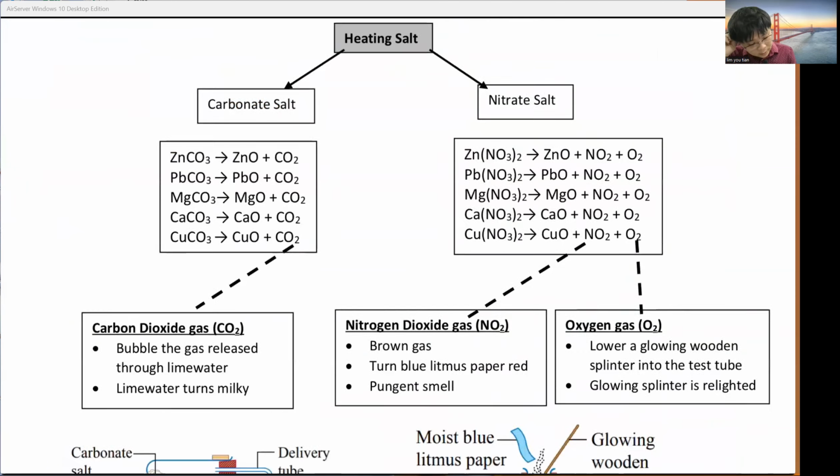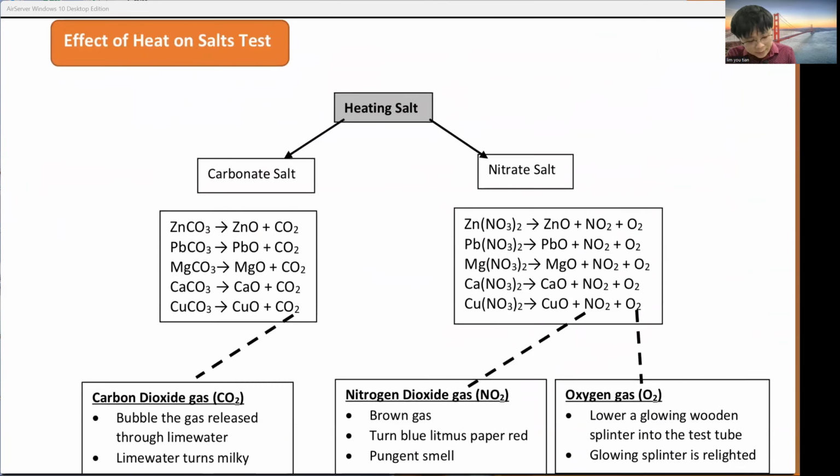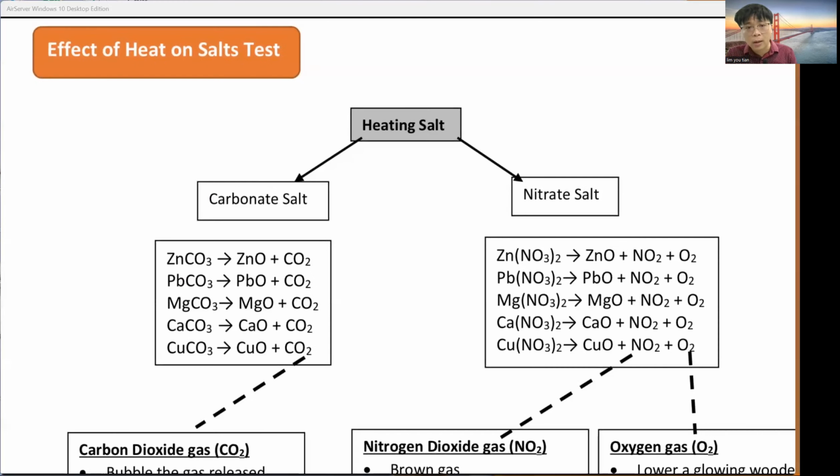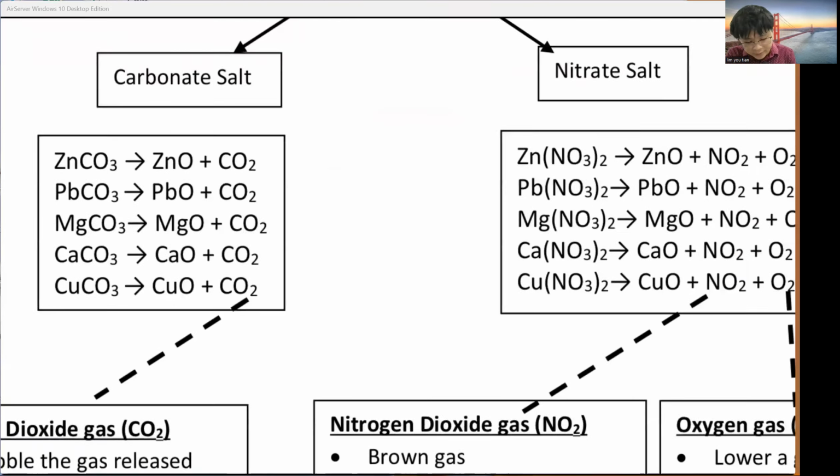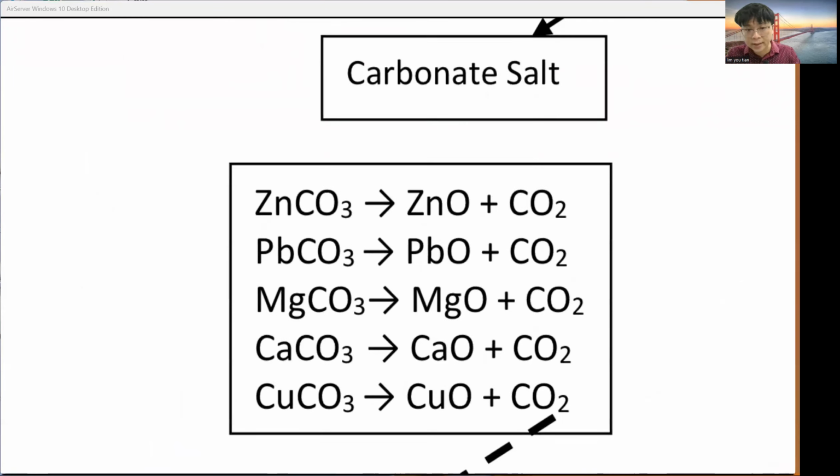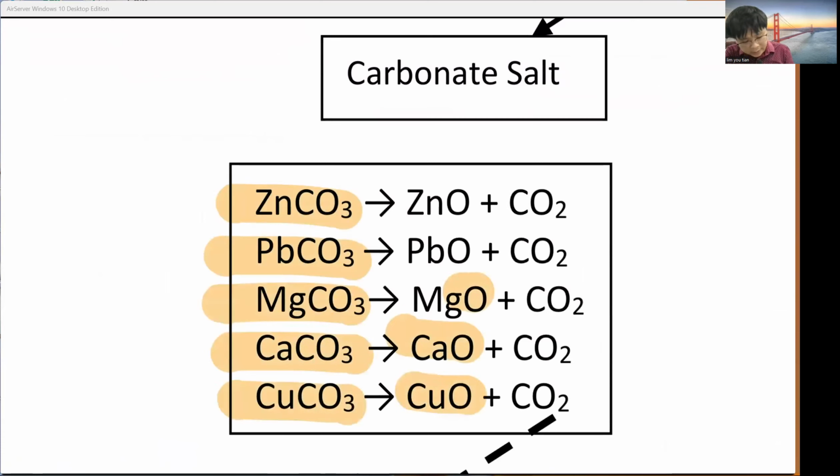Then after that, we talk about heating. Now heating is very simple in SPM. They only heat two salts in the exam. Very standard. So first, they either heat carbonate. When they heat carbonate, no matter which carbonate, zinc carbonate, lead carbonate, magnesium carbonate, calcium carbonate, copper carbonate, they will always come out as oxide. Then the carbonate will give carbon dioxide.